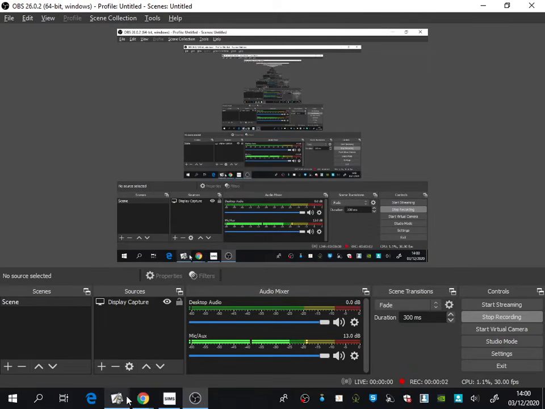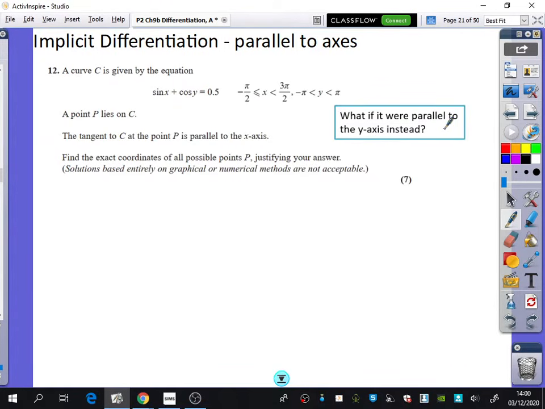For our last part now on implicit differentiation, we want to think about what it means if the curve is going to be parallel to the axes, okay? So we're just going to dive in with a question, and then when we get to the new part, I'll make it clear, okay? So it's got this curve.